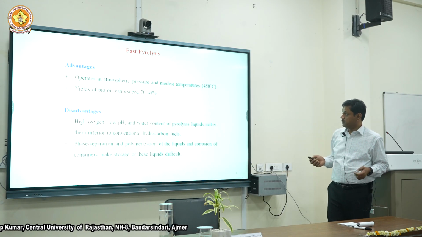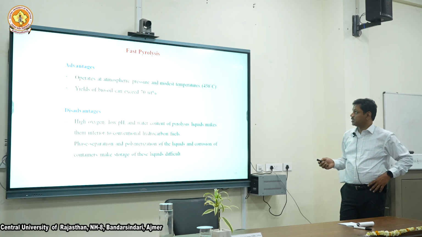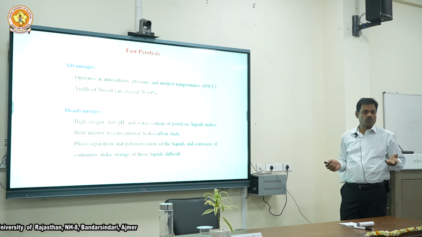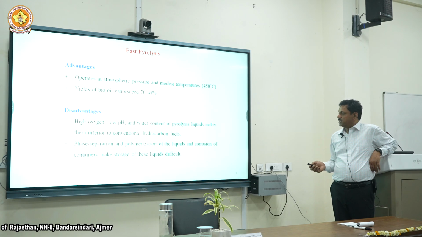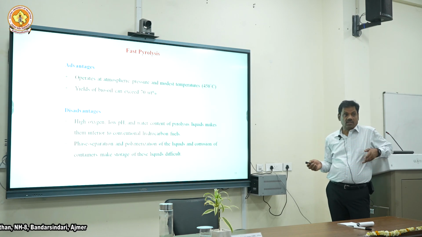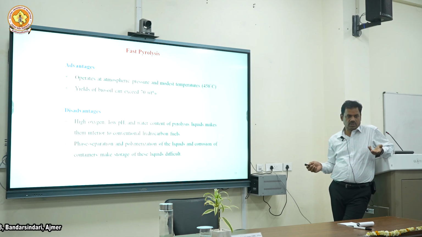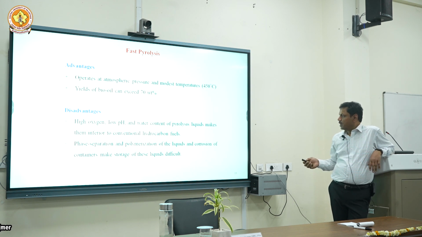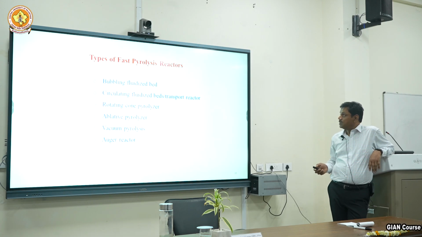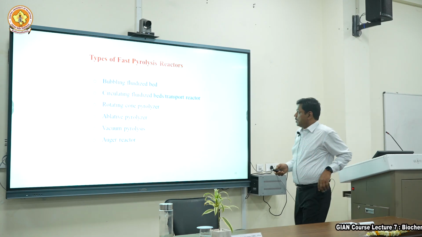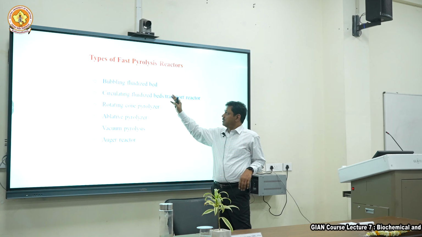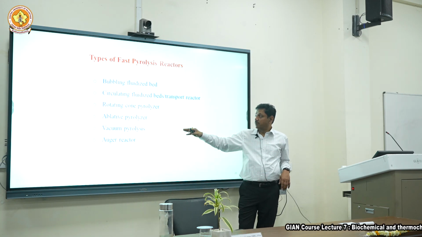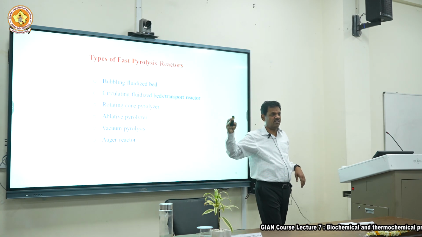So fast pyrolysis has advantages: atmospheric pressure, modest temperature, most pyrolysis is done at 450, 500 in that range. Disadvantage, high oxygen still, I talked about that. Oil has low heating value, that means low pH, it becomes acidic. Crude oil is not acidic. Water content, phase separation is not stable. Different kinds of pyrolyzer you can use. Fluidized, circulating fluidized, rotating, ablative, vacuum, different kinds of reactor you can make.